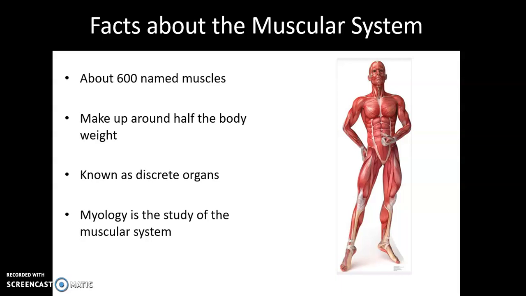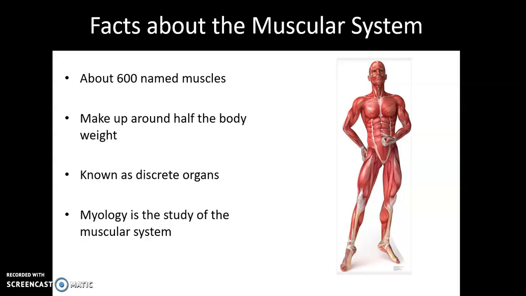Here on the screen we have a few facts about the muscular system. It is made up of over 600 muscles in the body, which means they make up around half the body weight of an individual. This is why they're so important in enabling the body to perform the functions which we will come to shortly. The idea also that they are discrete organs.